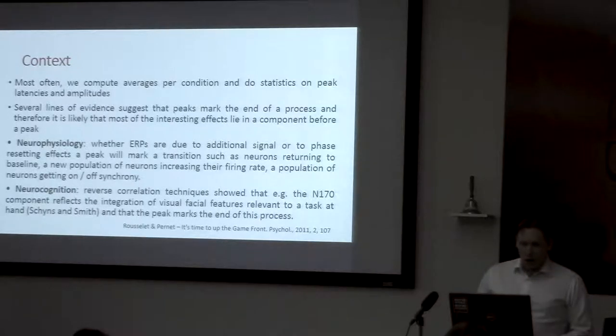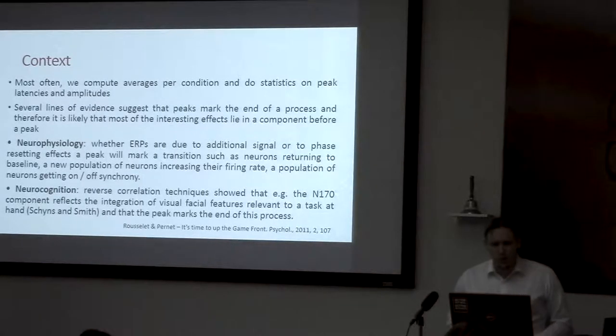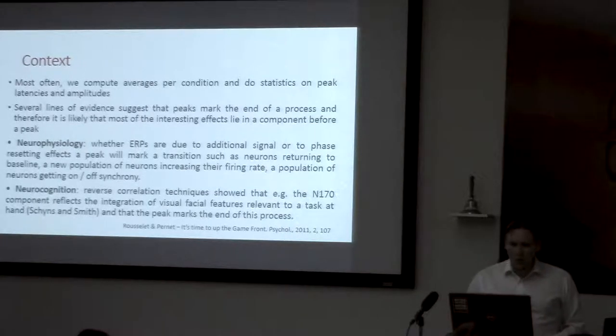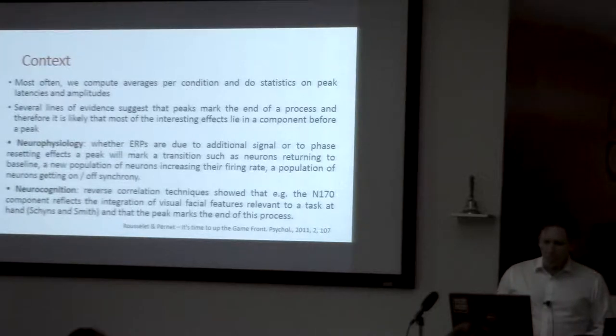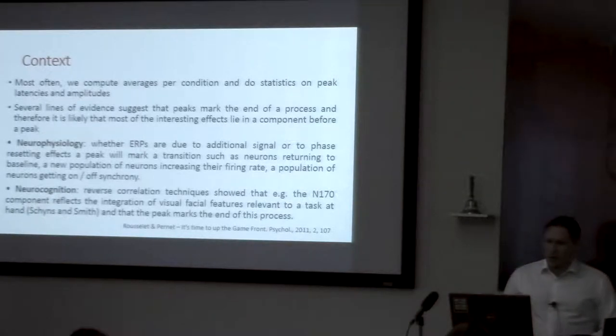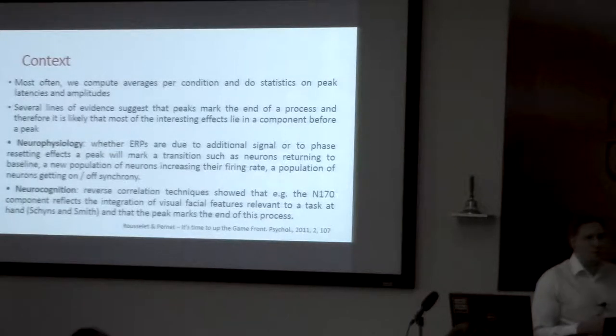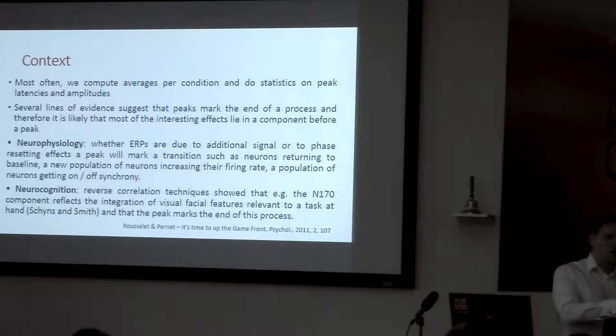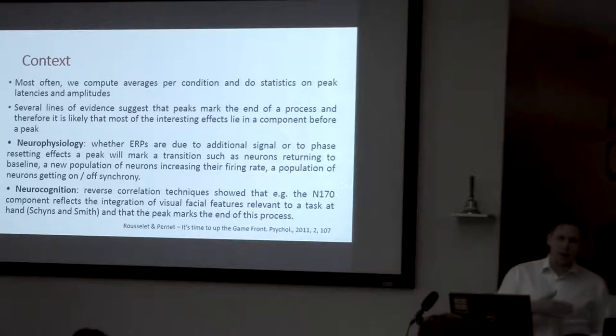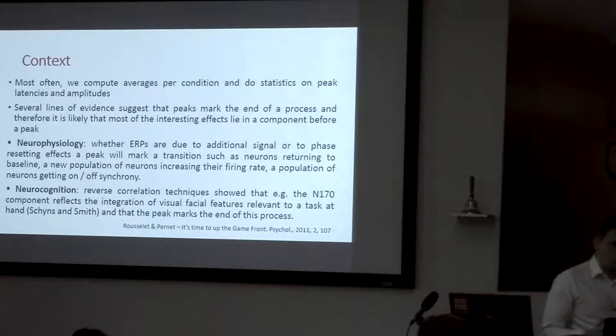In terms of neurocognition, people who've been using reverse correlation techniques also show that, for instance, we only showed it with faces, but it was pretty convincing that if you look at the N170, which is a typical component for faces, this reflects the integration of visual facial features which are relevant to the task, and again, the peak was marking the end of that process. So you can see in experiments with faces, with different emotions, or things like that, the peak is shifting, but what they show is that the peak is shifting by the way you integrate the information over time. So it's not the peak by itself which is interesting, it's actually what leads down to the peak. So now if you analyze all the electrodes, or all the channels, and all the time frames, then we're going to look at what leads to the peak, not necessarily look at the peak.